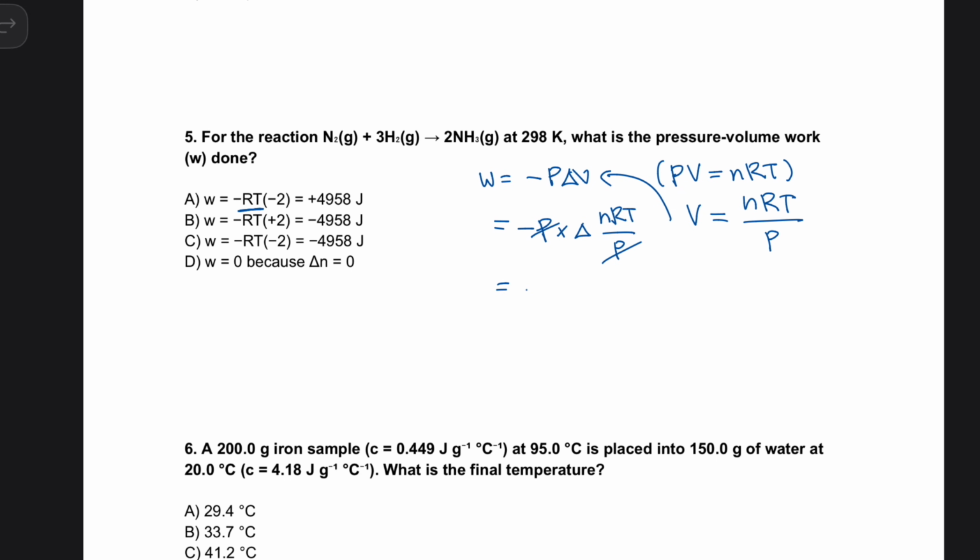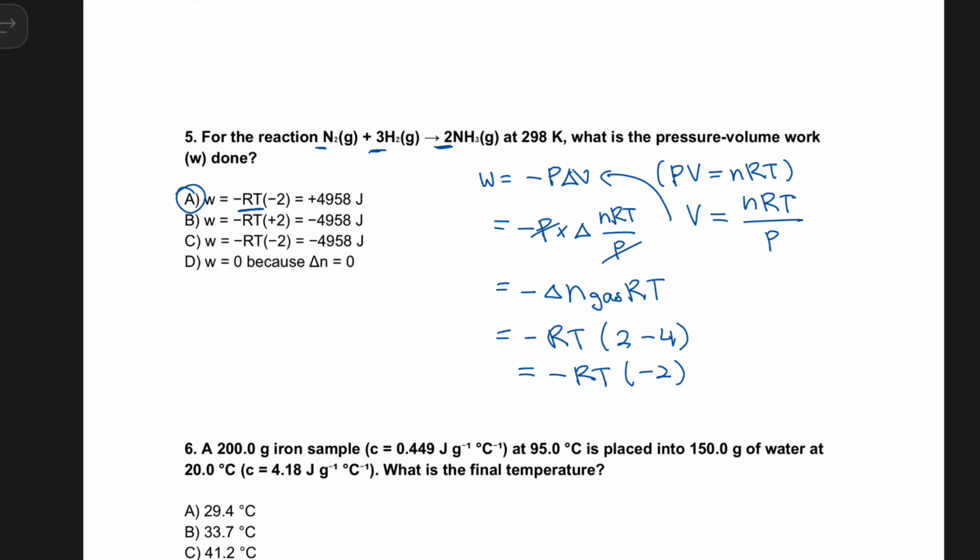So then work will be negative delta n of the gases times RT. And then now we can use what we know from this equation. So we have negative RT, and then for the change in moles of gas, we end with 2 moles of gas, but we started with 4 moles of gas. So it'll be 2 minus 4, or it will be negative RT times negative 2, and then this will give us answer A.